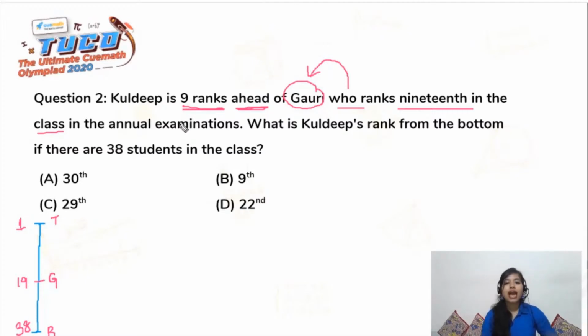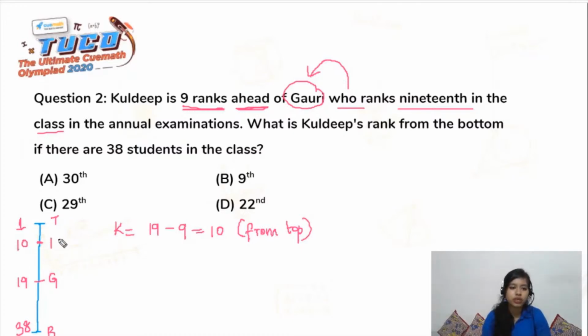So if I say that I am at the 5th position and my friend is 2 ranks ahead of me, which position is my friend at? How would I figure that out? 5 minus 2, which is 3. So in this case, if I have to figure out Kuldeep's rank, I would do 19 minus 9, which is nothing but 10th rank from top, correct? From top. And whose ranking is this? This is for Kuldeep. So Kuldeep is at this position. He's at the 10th rank. He's a 10th ranker from the top.